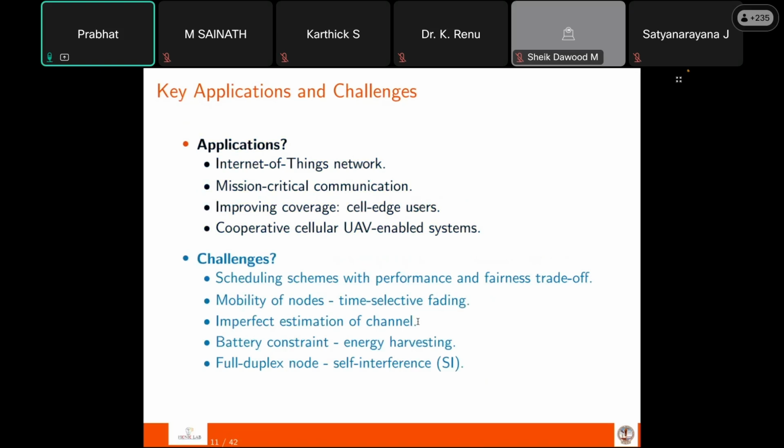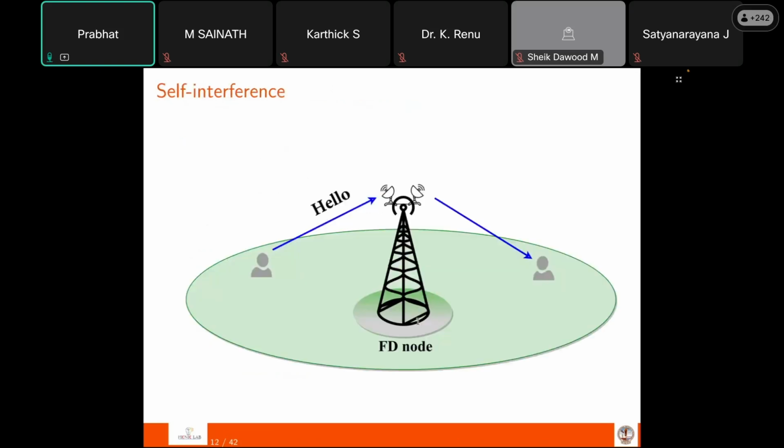As I mentioned, scheduling schemes are mandatory, because multiple users are there to access a finite number of resources. So there would always be arbitration, an access problem among the users. Then mobility of nodes is going to play a role. When the users are mobile, Doppler comes into the picture, and then they have different time selective fading. In a full duplex node, self interference is the main villain in the story, because it suppresses the desired signal which is coming from a different or far location.